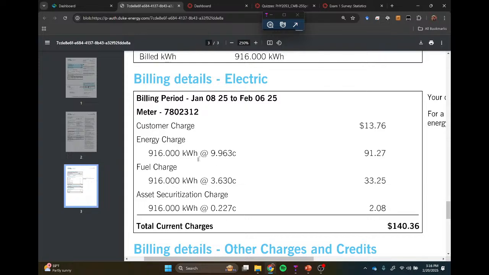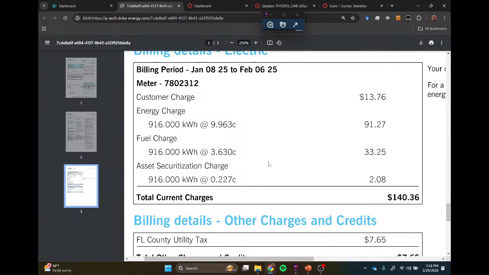Anyway, for every 1 kilowatt hour, it's 9.9 cents per kilowatt. This one's 3.6 cents per kilowatt. This is 0.227. I used 916 kilowatt hours last month. I don't quite know the time frame, but last month. If you just add up all these numbers, it basically comes out to 14 cents per kilowatt hour. Each of these just gets multiplied. They just break it up to show you where the money's going. But 14 cents per kilowatt hour is about what it is.